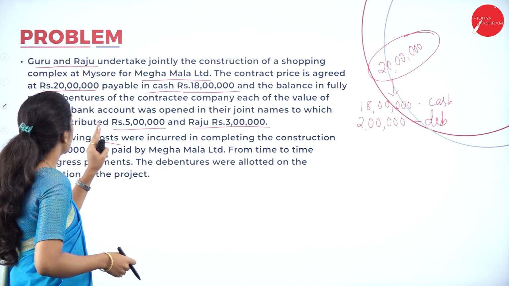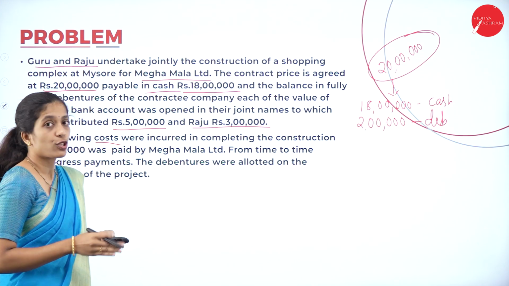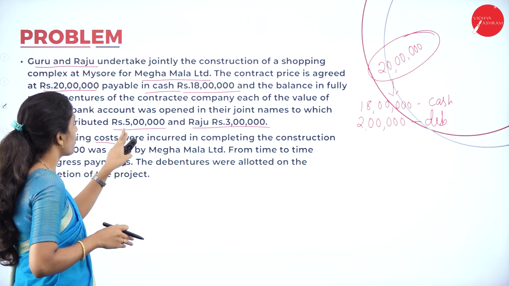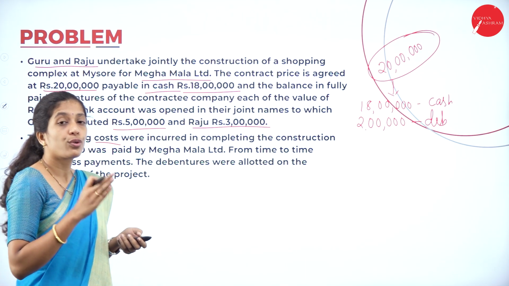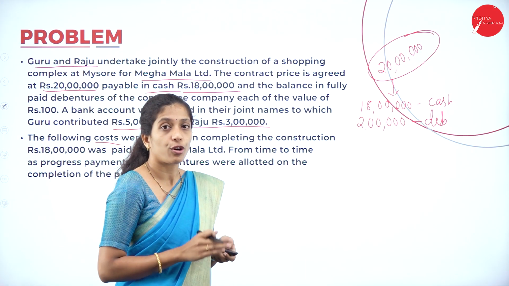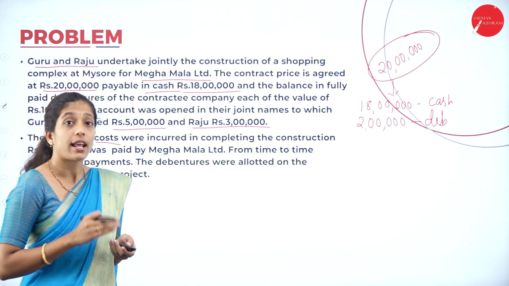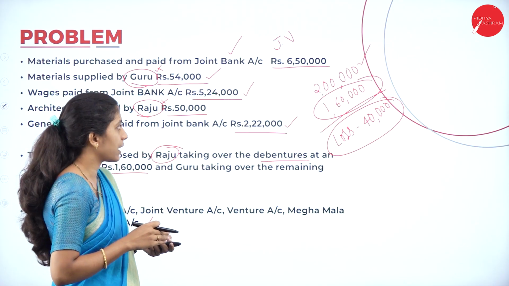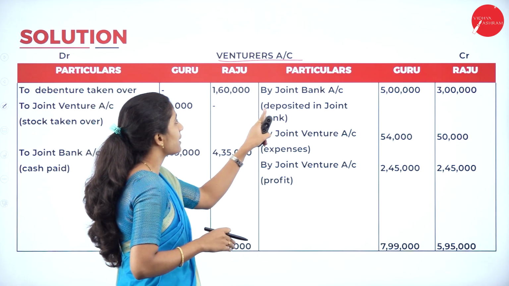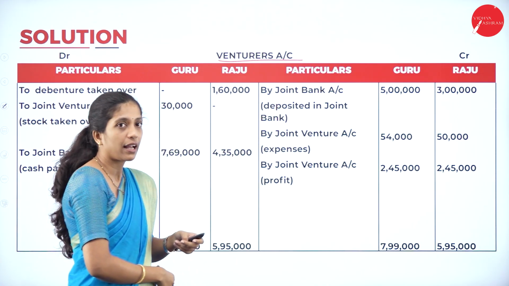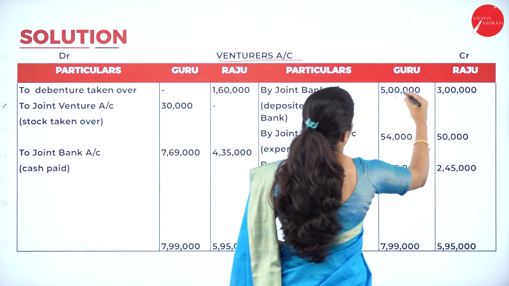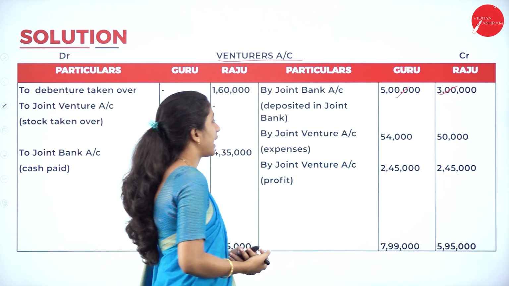Here they have told that a joint bank account was opened and each venturer has contributed 5 lakh and Raju contributed 3 lakh. So here Guru contributed 5 lakh and Raju contributed 3 lakh. So record that amount in your venturer's account. That is for what? That is amount deposited in joint bank. So how do you record? By joint bank account, how much? Guru is 5 lakh and Raju is 3 lakh.